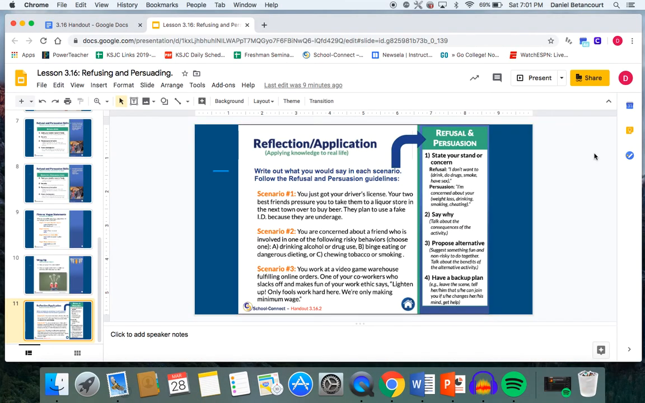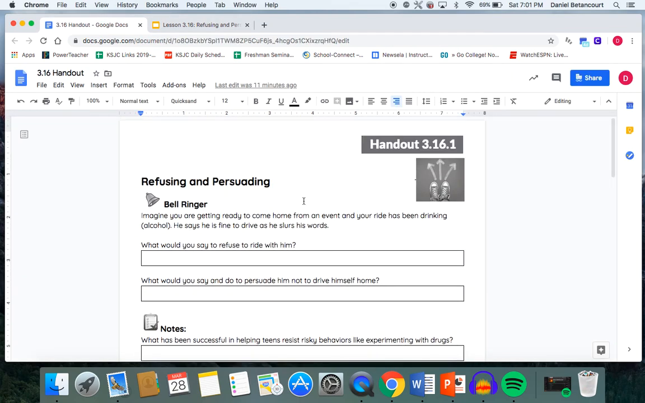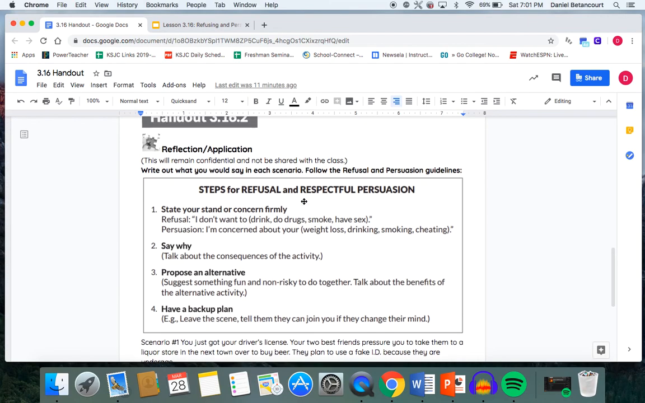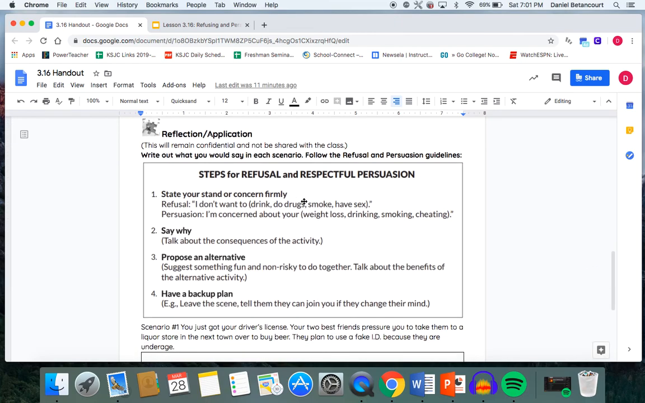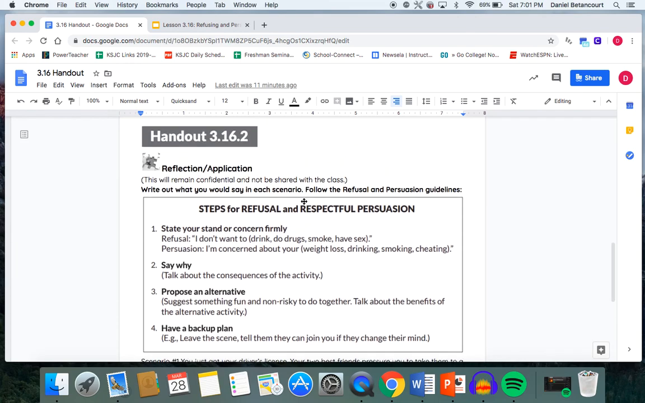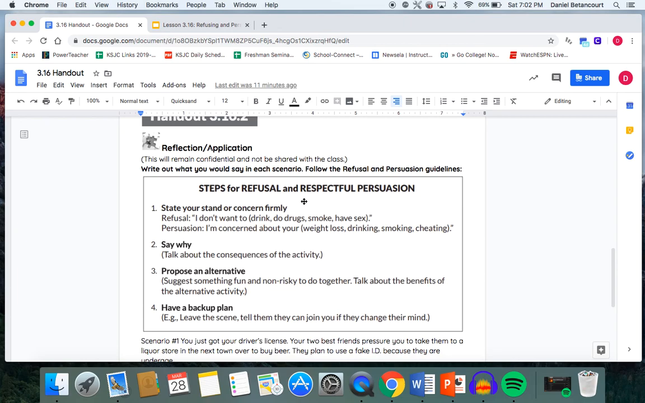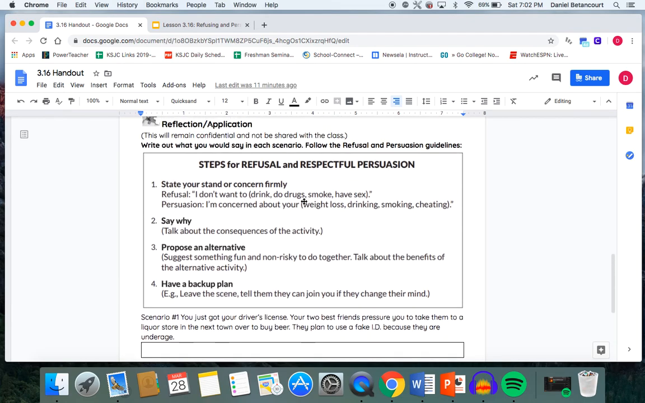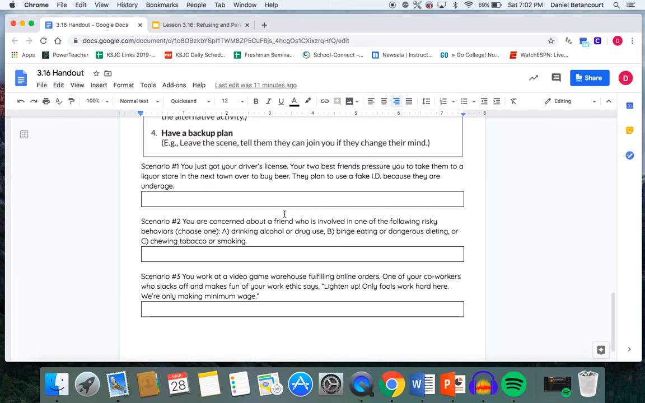So, for your reflection, if you go back to your handout, again, here's where you take notes, your bell ringer. Here's those steps once again, if you guys remember. Now you're going to use those steps that we learned, and I want you guys to write out what you would say in each scenario. Follow the refusal and persuasion guidelines. So there's 3 different scenarios. This will not be shared. This is just strictly going to be for us, your teachers, to read them.